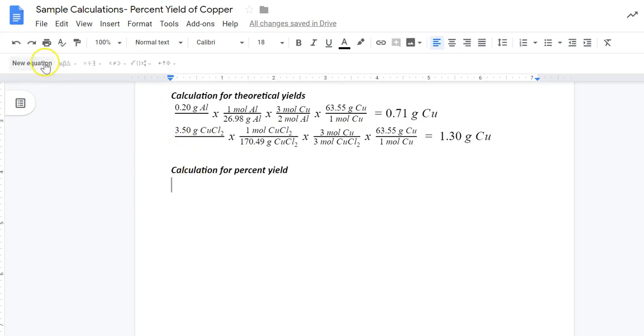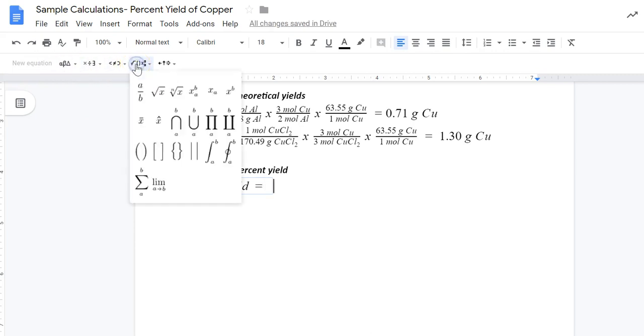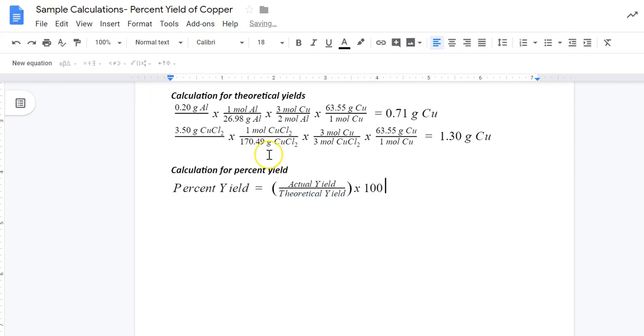The last calculation that we want to do is for percent yield. So the first thing we want to do is go back to math operations, and first we're going to click on the parentheses. Next, we're going to go back to math operations and do A over B. The first thing that we want to do is type out the equation in words. So the equation for percent yield is we're going to take the actual yield divided by the theoretical yield and then multiply by 100. I'm going to copy paste this.